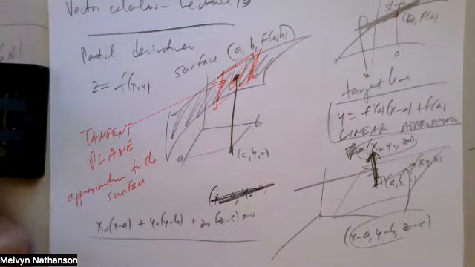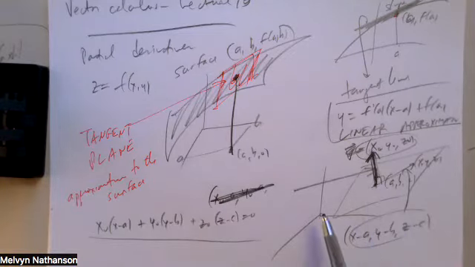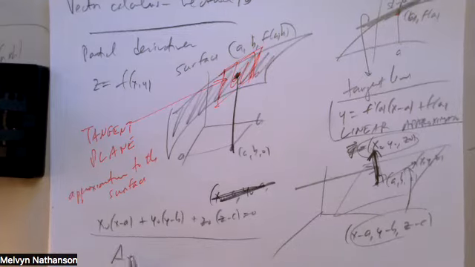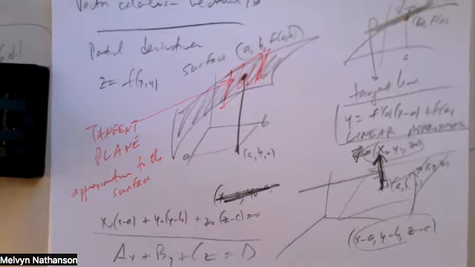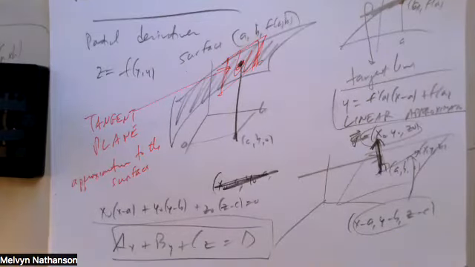That's the equation of the plane through the point (a, b, c) perpendicular to this vector. In general, the equation of a plane is ax + by + cz = d. That always gives you a plane in three-dimensional space.